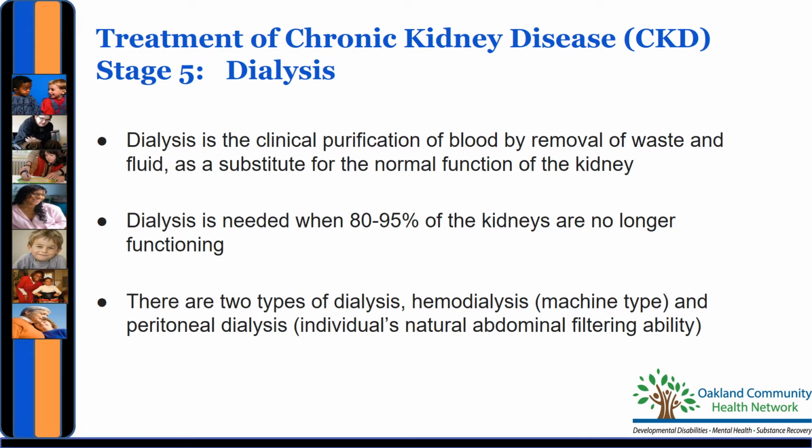Dialysis is the treatment for chronic kidney disease stage 5, and this involves the clinical purification of blood by removing waste and fluid as a substitute for the normal function of the kidney. Dialysis is needed when 80 to 95% of the kidneys are no longer functioning. There are 2 types of dialysis: hemodialysis, a machine type, and peritoneal dialysis, which is the individual's natural abdominal filtering ability. Dialysis is not a cure for kidney disease, and it will continue to be needed until a kidney transplant is done.